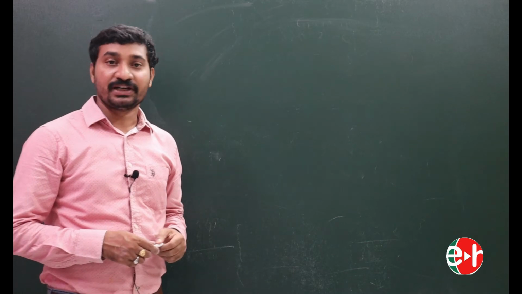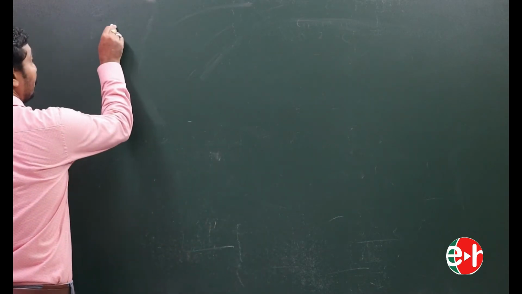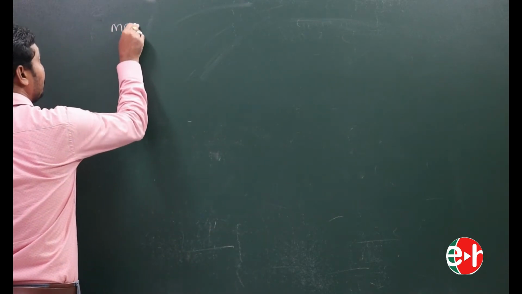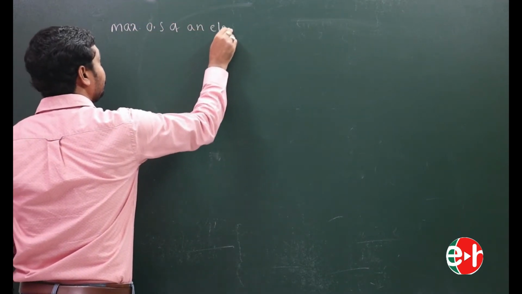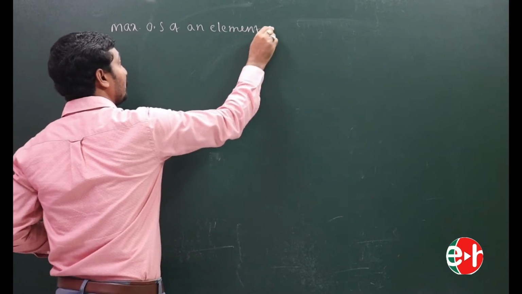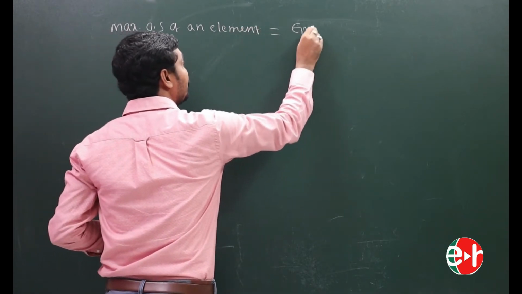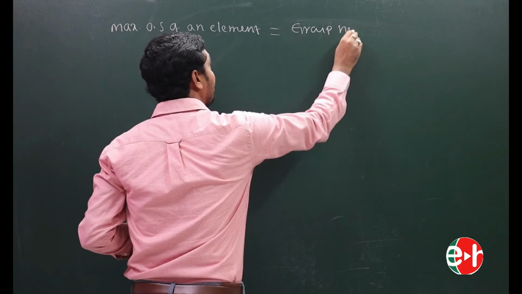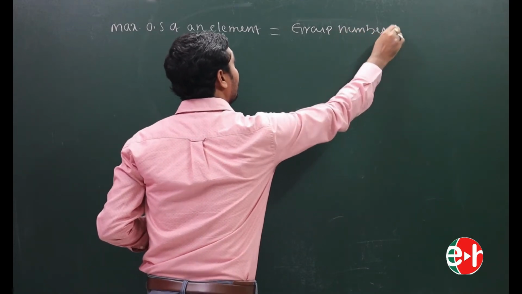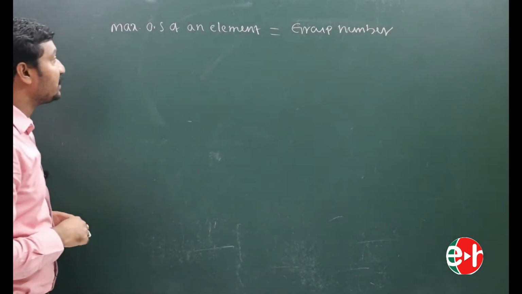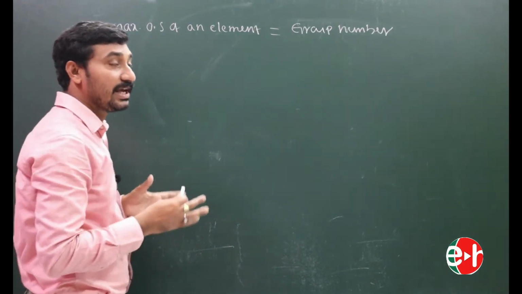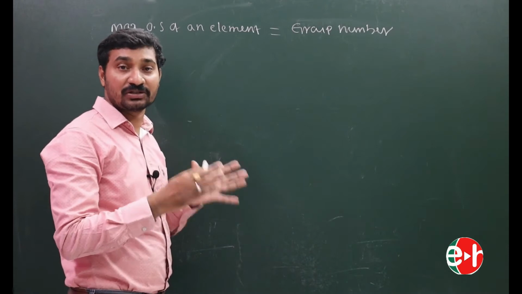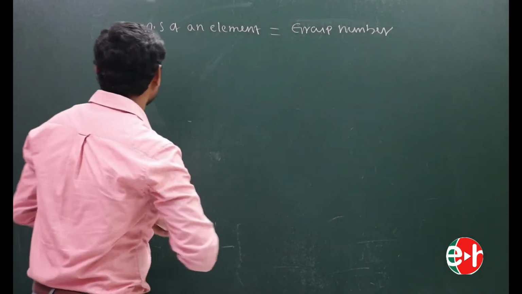Let us discuss one important key point, that is, the maximum oxidation state of an element is equal to its group number. No one element's oxidation state exceeds its group number.